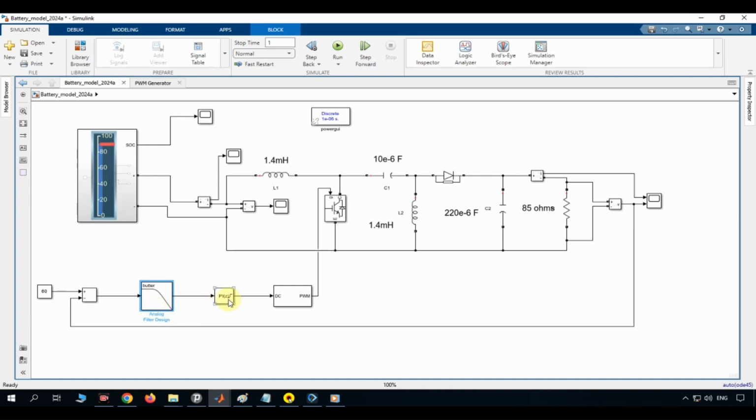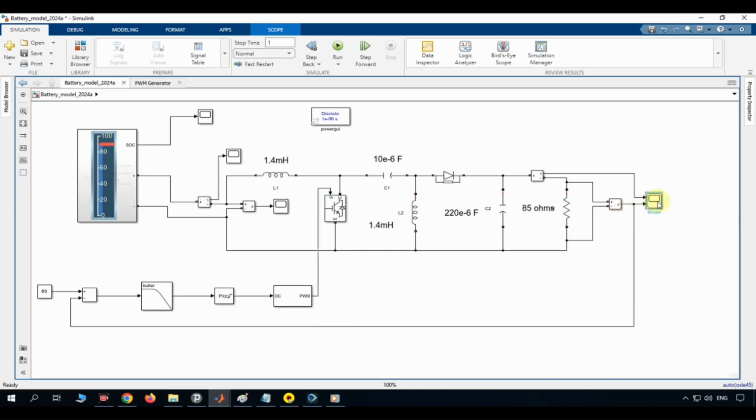The filtered error signal then goes into a discrete PI, or proportional integral, controller. The PI controller computes the necessary duty cycle to minimize the error. Finally, the output of the PI controller goes into a PWM, or pulse width modulation, generator. This converts the continuous duty cycle into the gate driving signals for the MOSFET.